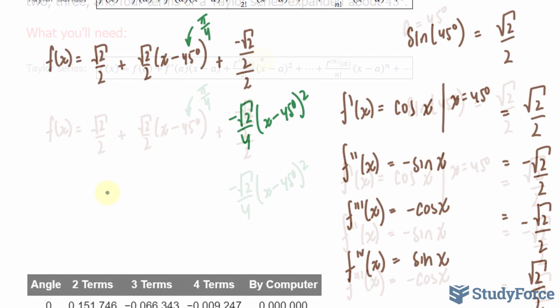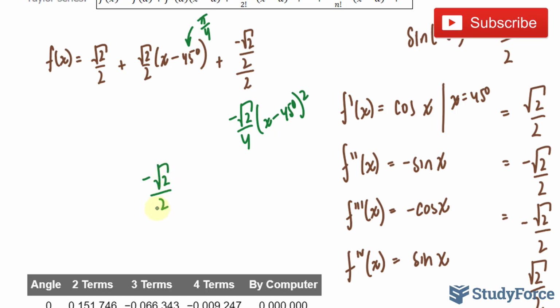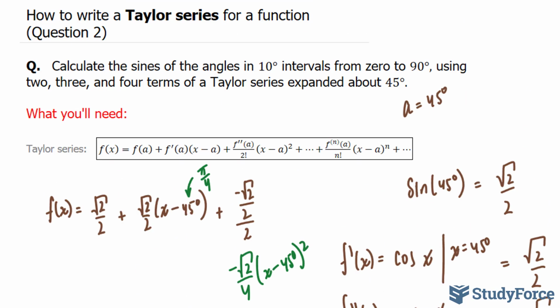For our fourth term, we take this as our first factor, negative square root of 2 over 2, and this time it's 3 factorial. 3 factorial is equal to 6, so I'll multiply this 2 with this 6. 2 times 6 is 12. So the square root of 2 over 12, times x minus 45 degrees raised to the power of 3, and this is ongoing. Now that we've written down our Taylor series, let's go back to the question.